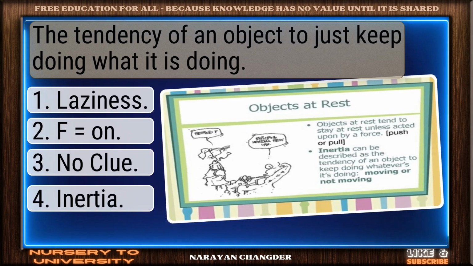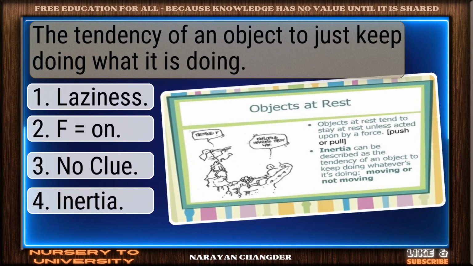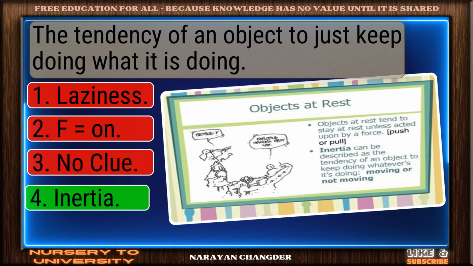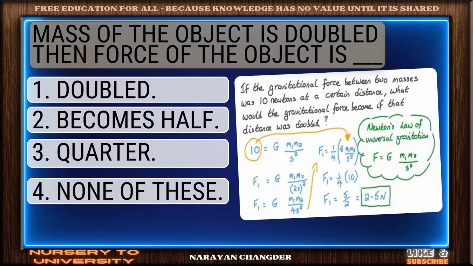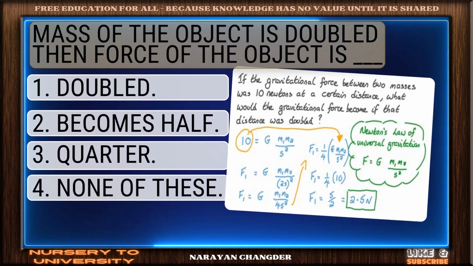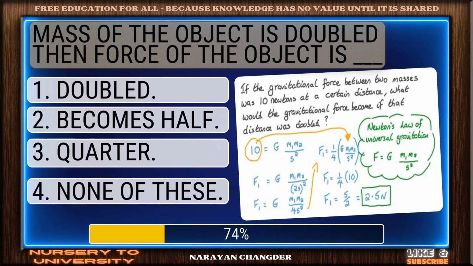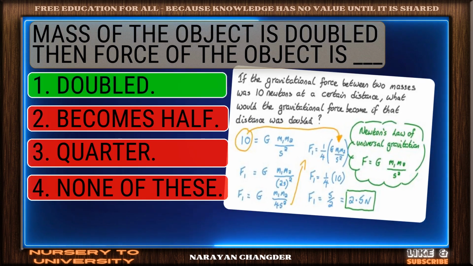Question number 154. The tendency of an object to just keep doing what it is doing. You chose inertia, and it is correct. Question number 155. Mass of object is doubled, then force of the object is dash. Excellent choice. Doubled is the right answer.